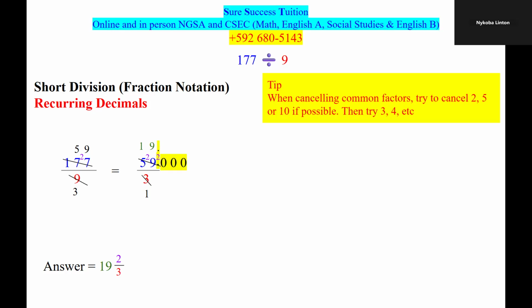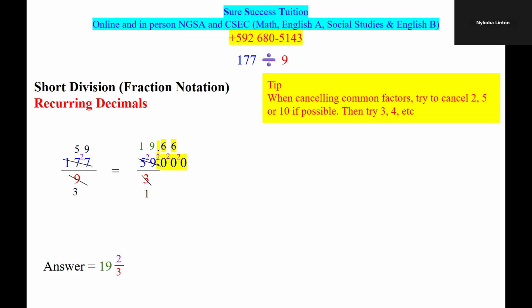Now carry that remainder here to the 0. 3 into 20 would be 6. 6 3s are 18, so 2 remain. So we put the 2. 3 into 20 again. It's the same 20. 6 again. How much would remain? 2.